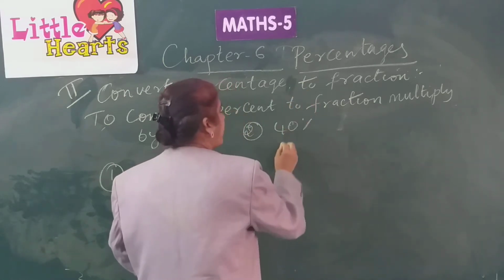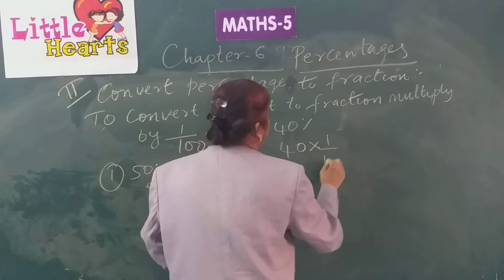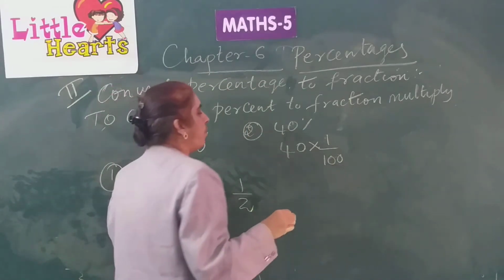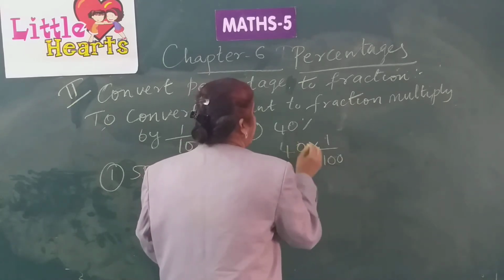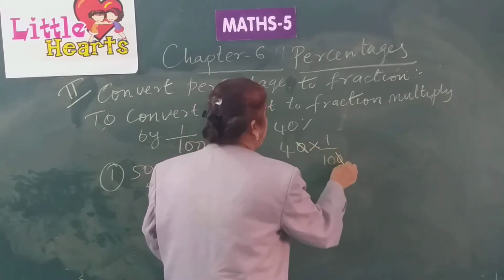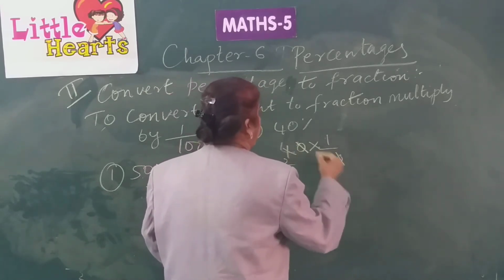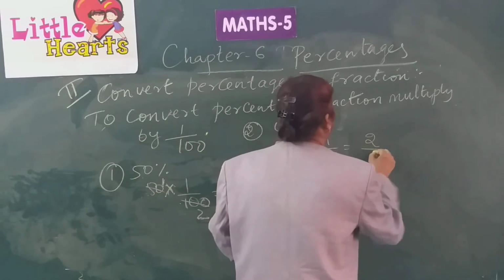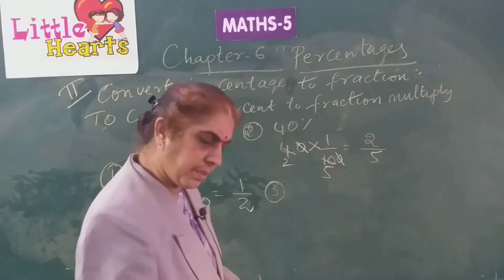40%. First step, remove the percent symbol. Next, multiply by 1 by 100. And then reduce it to lowest terms. 0, 0 gets cancelled. 2 2s are 4, 2 5s are 10. 2 by 5 is the fraction for 40%.